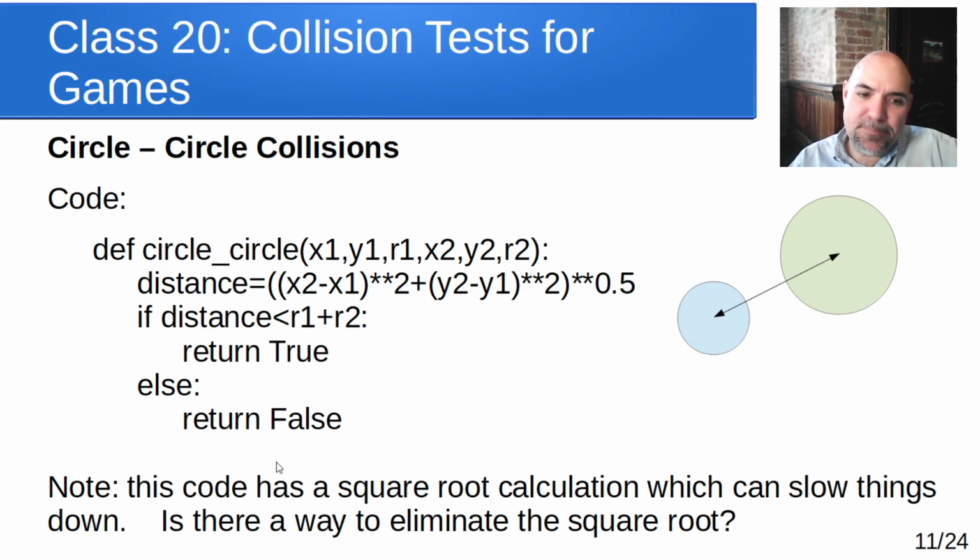Otherwise, return false. So one thing to note about this code, though, is it has a square root calculation, which can actually slow down our game, especially if we're doing a lot of circle-to-circle collision tests. So is there some way we could eliminate the square root on this? And the answer to that actually turns out to be, yeah. Notice what we're doing is we're taking the square root, and then we're comparing it to the sum of these 2 things. Well, if I didn't take the square root, I'd have the distance squared, and I could compare that with the sum of these 2 things squared.